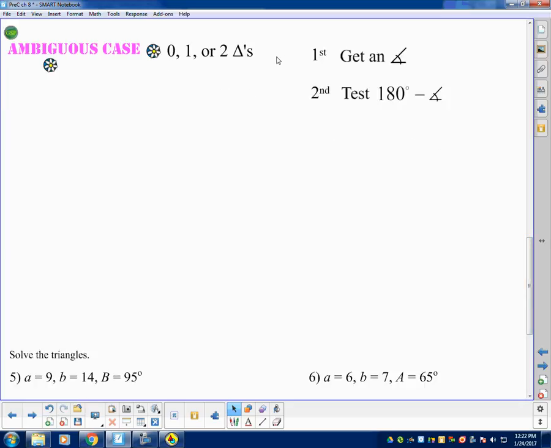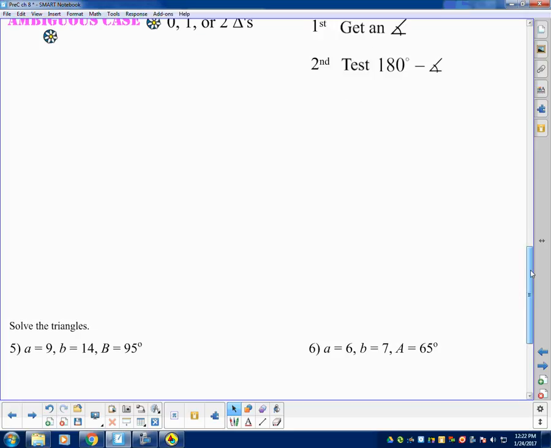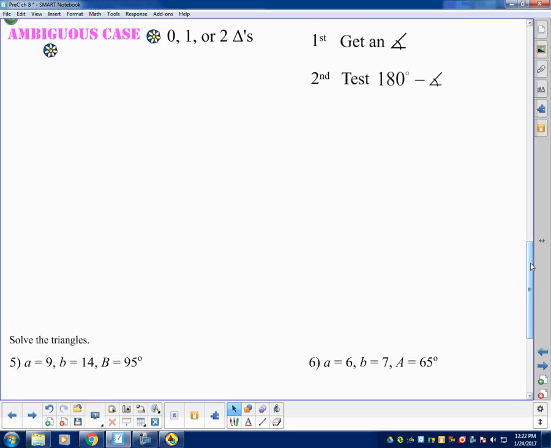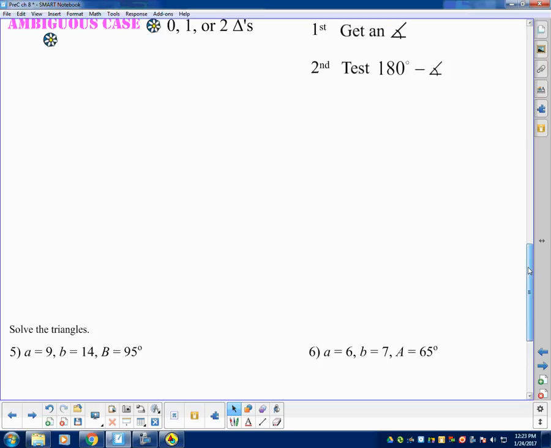All you need to do to get an angle is go through the process of using the law of sines to find that other angle. Just go for it, or set it up and see what happens. And then we're going to test 180 minus the angle. And at that point, we'll know if we have just one triangle or if we have, in fact, two. They're determined by that information.